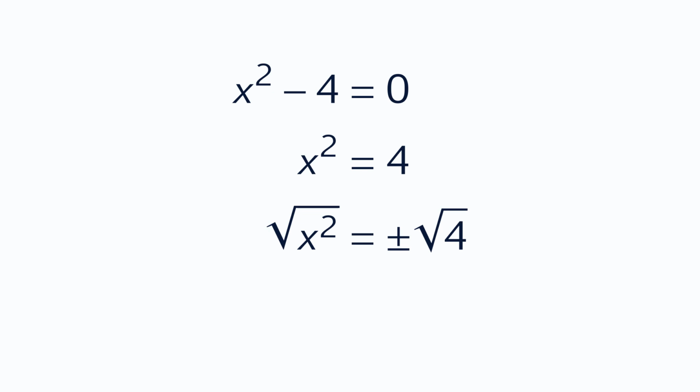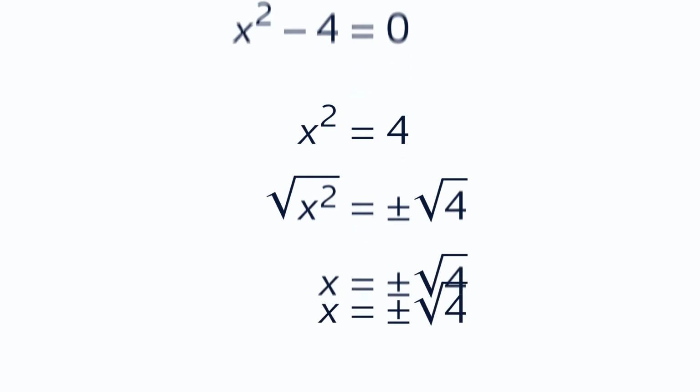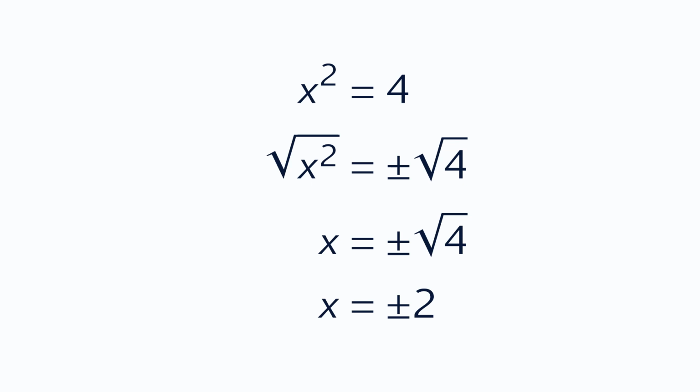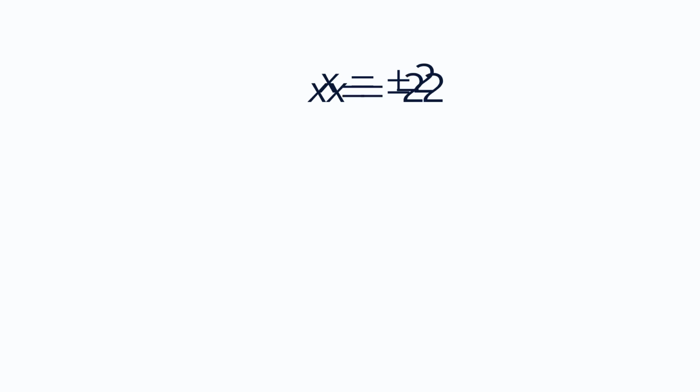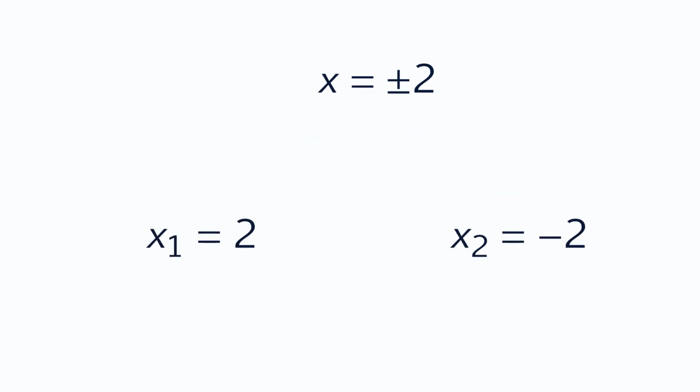Taking the square root and squaring are opposite operations, so they cancel each other out on the left-hand side. The right-hand side becomes plus or minus the square root of 4. The square root of 4 is 2. You're left with x equals plus or minus 2. Finally, you separate the equation into two simpler equations. x1 equals 2 and x2 equals minus 2.